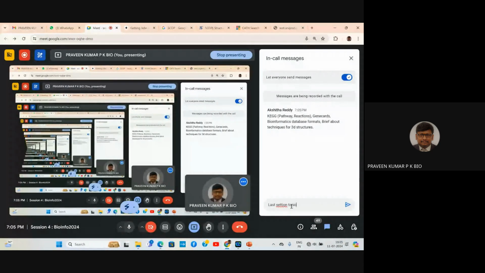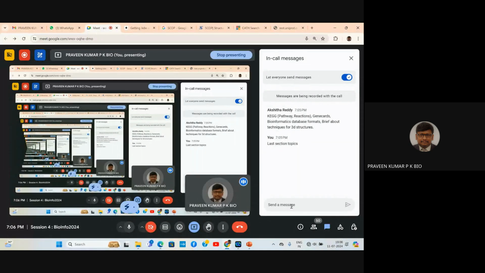Good. So, Akshata is already ready. We discussed about KEGG pathways, reactions, GeneCards, bioinformatics database formats, and a brief about techniques for 3D structures. Good. Anything else? Did she miss something? If she missed something, you can mention the topics, others can interact.